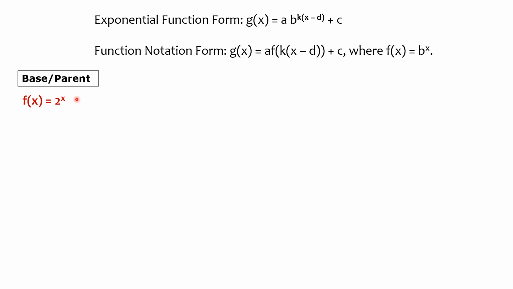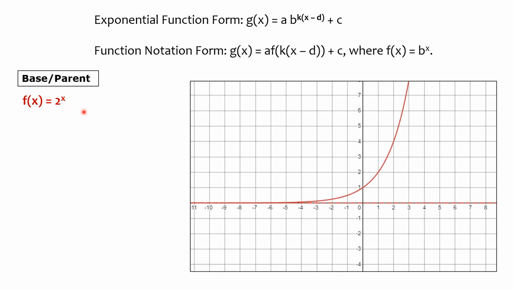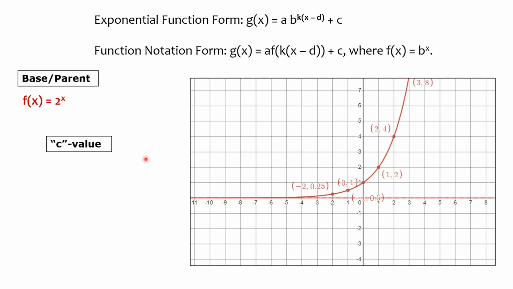So let's talk about our parent function here. It's 2 to the power of x, and 2 to the power of x has this curve, right? It's a sharply increasing curve, and it has an asymptote here. So that's our base or our parent function. Let's get some coordinates on there. These are coordinates on the parent function.